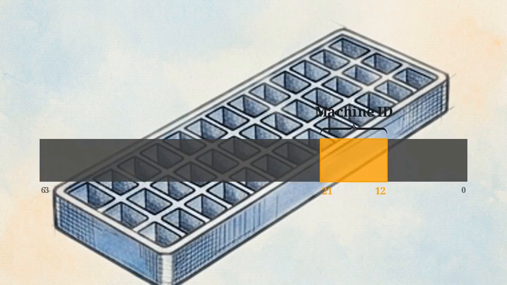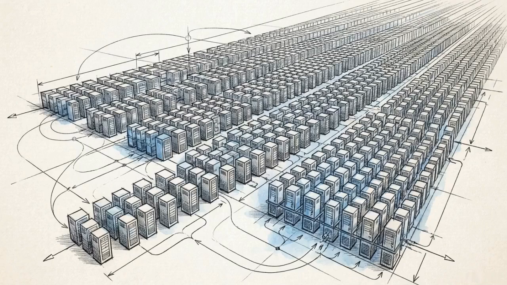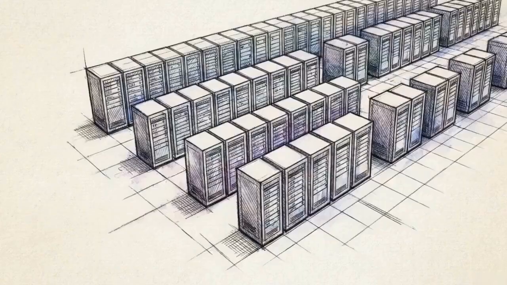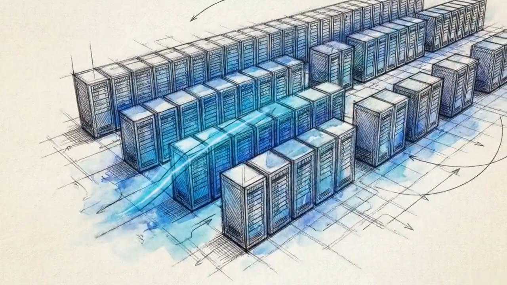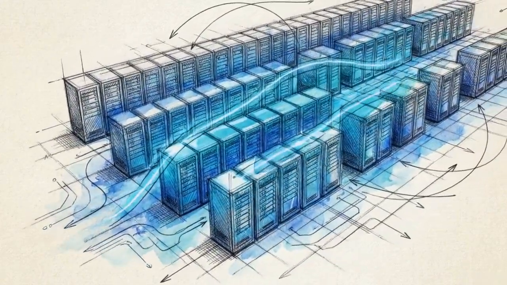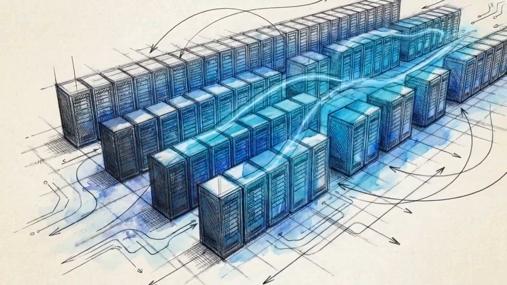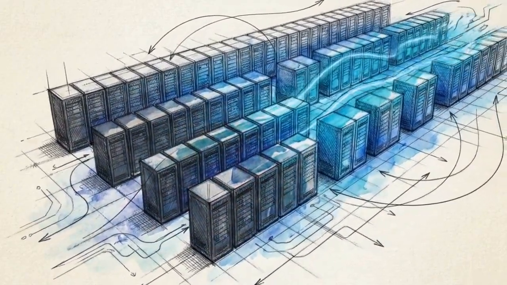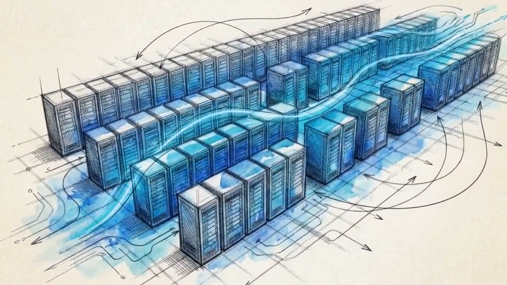Next is the machine ID segment, occupying bits 21 through 12. This handles spatial uniqueness. A 10-bit allocation gives the system 2 to the power of 10 combinations, allowing exactly 1,024 distinct generator nodes to operate concurrently without any risk of overlap.